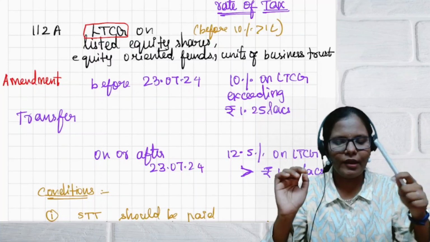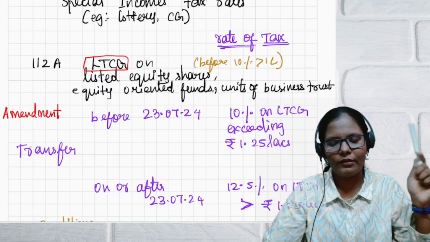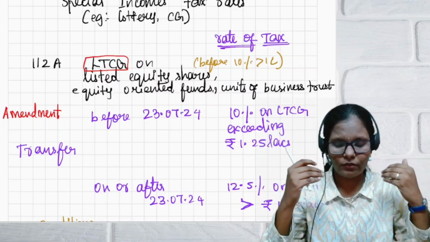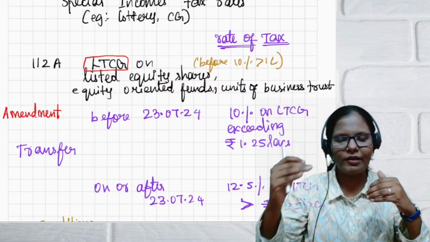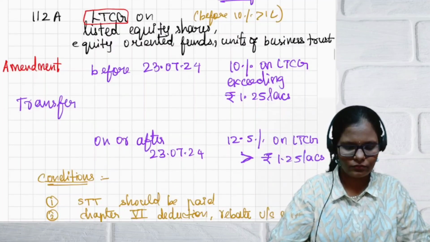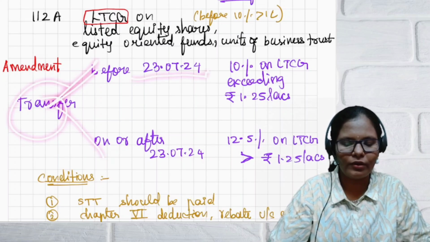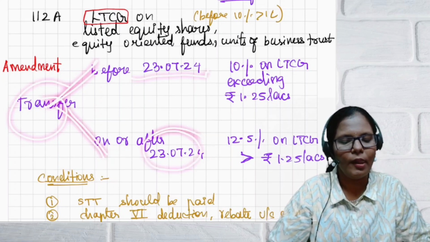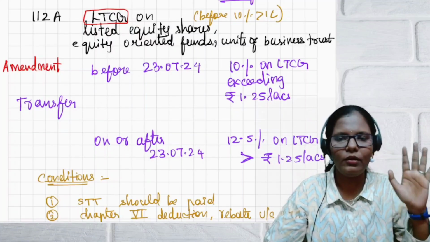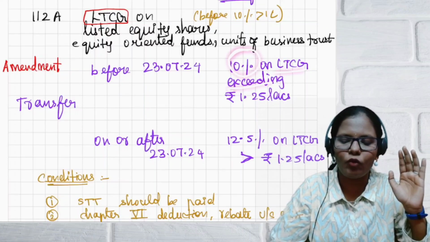Before this amendment, we had a flat rate for this section of 10% exceeding 1 lakh. That means up to 1 lakh we have no tax. If our long term capital gain exceeds 1 lakh, then 10% tax will be levied. But after this amendment, it has been classified as transfer before and after. Transfer before 23/7/2024, transfer after 23/7/2024. If we have transferred our listed equity shares before 23/7/2024, then tax on our long term capital gain will be 10% on long term capital gain exceeding 1.25 lakhs.